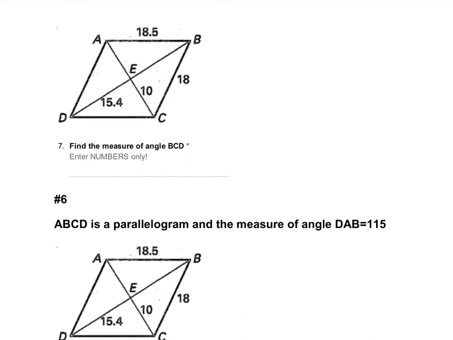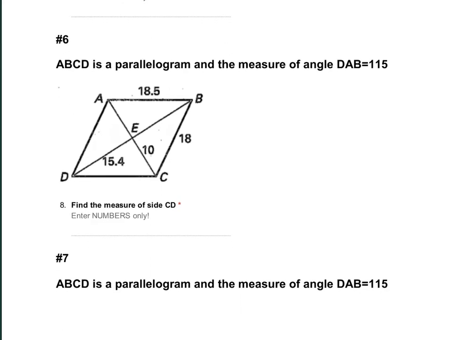Okay guys, this is number 5. It's on the next page, or it was on the previous page. And they told us again that DAB, this angle right here, is 115 degrees. Okay, so we want the measurement of BCD. That's this guy right here. Okay, now again, it's a parallelogram. What do we know about opposite angles in a parallelogram?